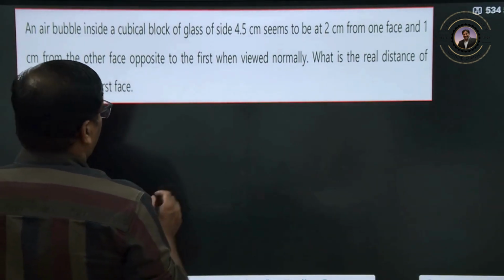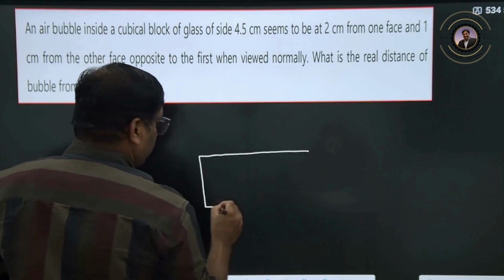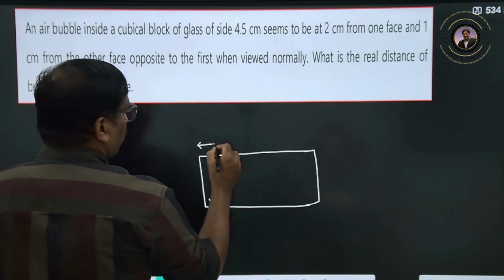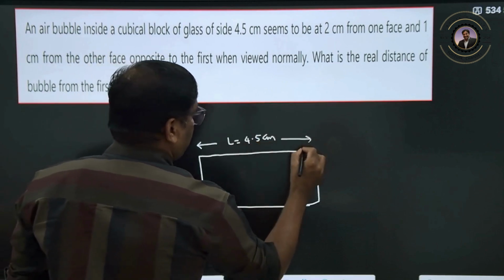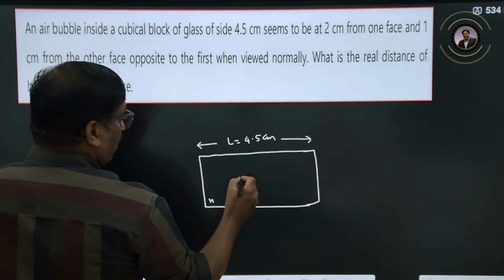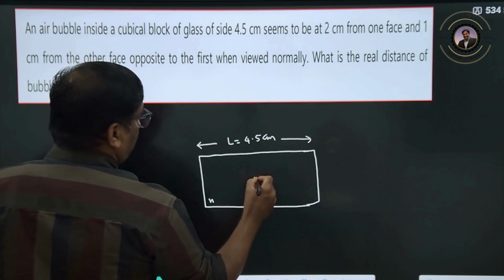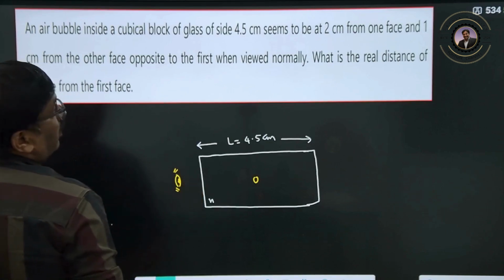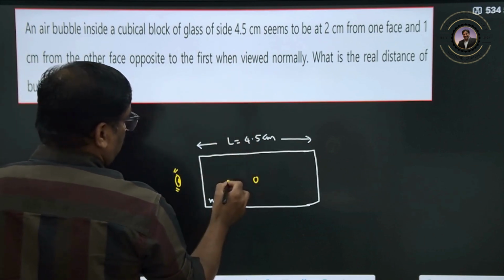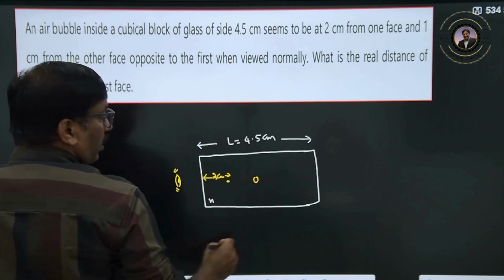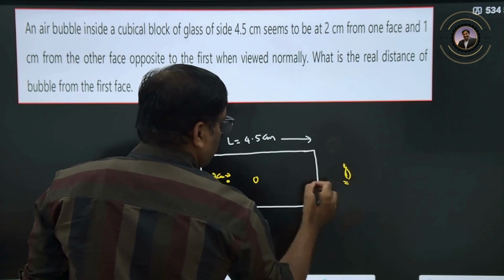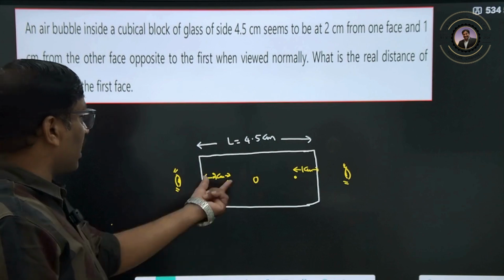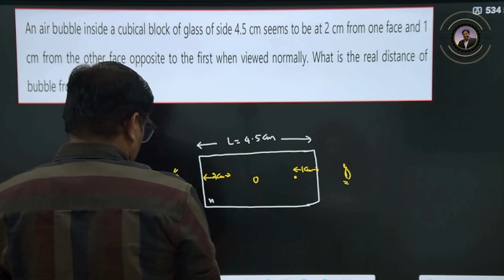Therefore, what is given now? There is a glass slab. We don't know its refractive index, we want to calculate it. The total length of this is 4.5 centimeter. Really there is an air bubble somewhere here. If you are viewing from here, it will be seen at 2 centimeter. If you are seeing from here, it is seen at 1 centimeter. These are nothing but apparent distances. Clear?